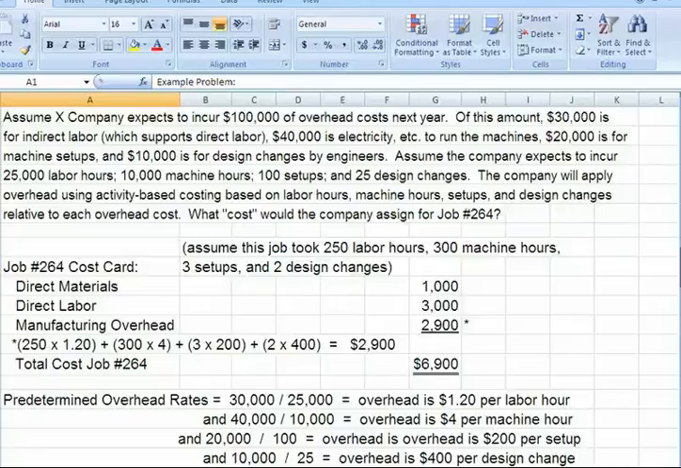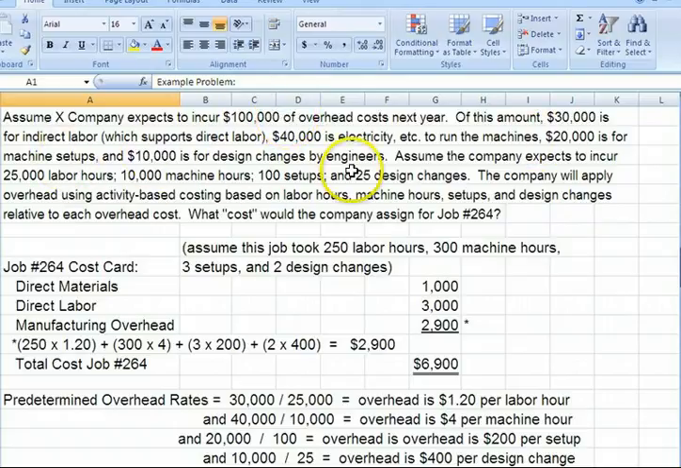So we're going to have this $100,000 worth of overhead like we did before, but under activity-based costing we say, okay, what are the activities that we have in our company? And let's take that $100,000 total and divide it into each activity that we have. So on the $100,000 we're going to say, well, $30,000 is for indirect labor, which is closely related to direct labor. $40,000 of the $100,000 is based on the cost of running the machines. $20,000 of the $100,000 total is based on machine setups, and $10,000 of the $100,000 total is for design changes by engineers.